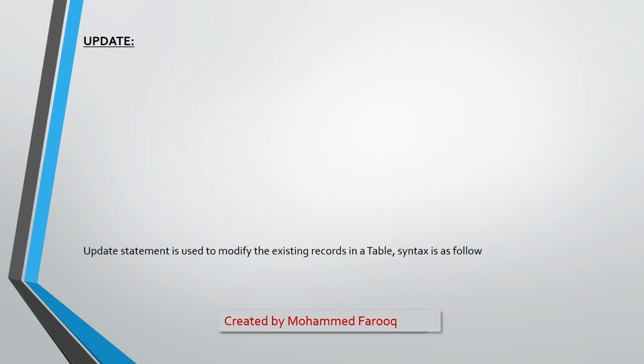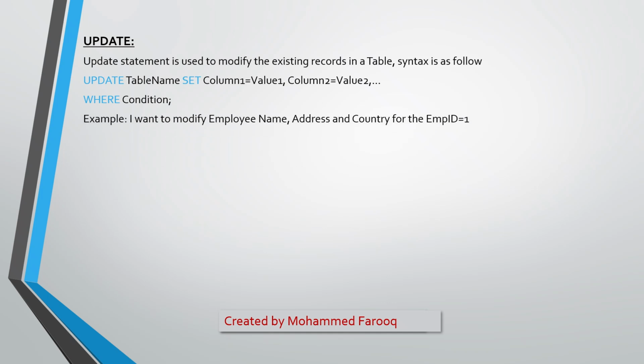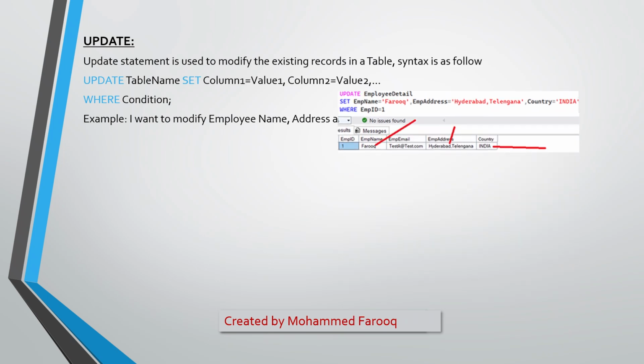Update. The UPDATE statement is used to modify the existing record in a table. Syntax is as follows: UPDATE table name SET column 1 equals value 1, column 2 equals value 2 WHERE condition. Example, I want to modify employee name, address, country for the employee ID 1. So this is the update statement and the values got changed for employee ID 1.